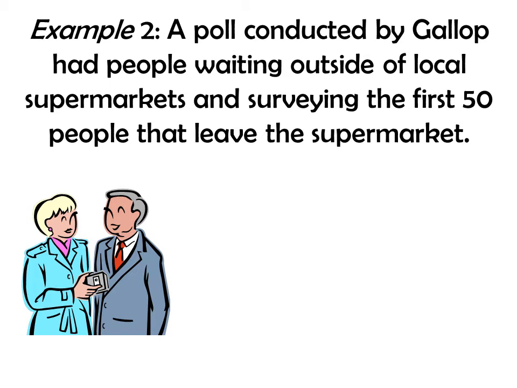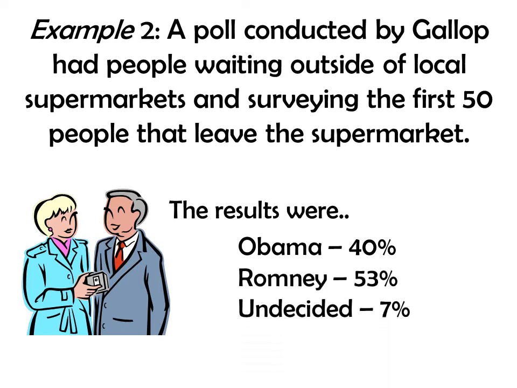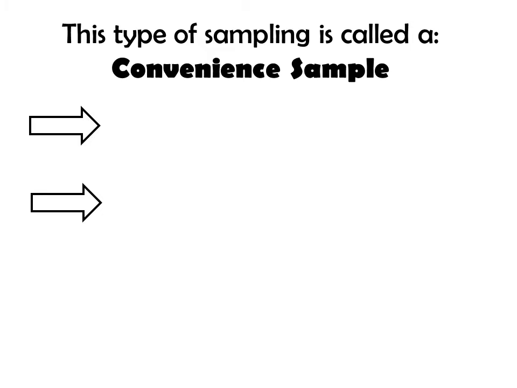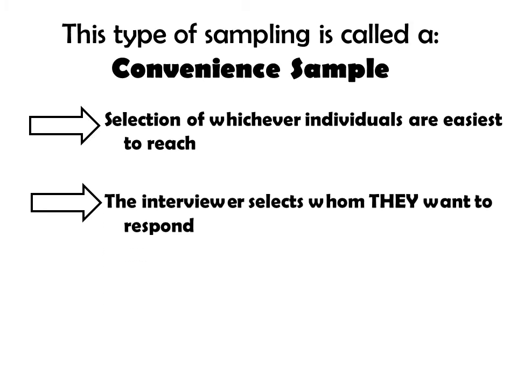Our next example of a bad sampling method is as follows. A poll conducted by Gallup had people waiting outside of local supermarkets and surveying the first 50 people that leave the market. The results were 40% going to vote for Obama, 53% for Romney, and 7% undecided. This is called a convenience sample. The keyword here is convenience or easy. It is the selection of whichever individuals are easiest to reach. The interviewer selects whom they want to respond. So this time, it's not the person selecting themselves, it's the interviewer selecting them.